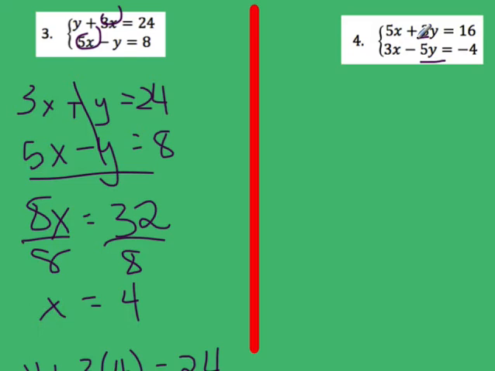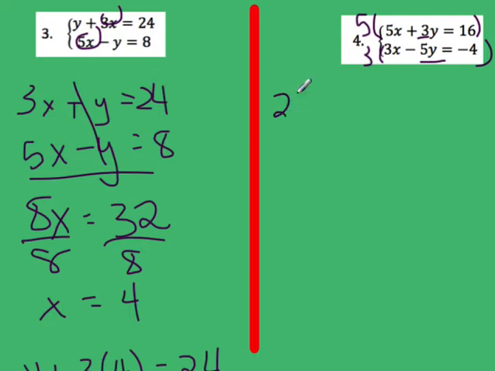So I'm asking myself, what is the smallest number that those y's are going to multiply to with 3 and 5? What's the smallest number that 3 and 5 multiply to? And that's going to be 15. So to multiply 3 to get to 15, you need to multiply by 5. To multiply 5 to get to 15, you need to multiply by 3. So I'm going to multiply each of those out.